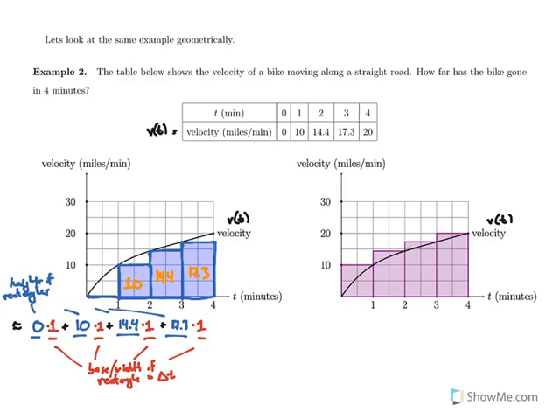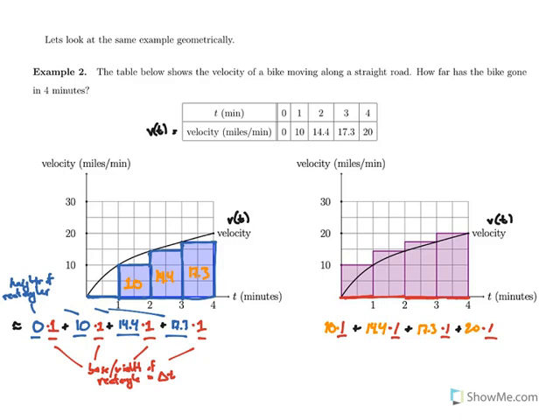On the reverse side, if we look at the other way, then we use the right values each time. And that gave us 10 times 1 plus 14.4 times 1 plus 17.3 times 1 plus 20 times 1. And again, we have our base of our rectangles is 1 in each of these cases. Right, we have the base of the rectangle in all of these.